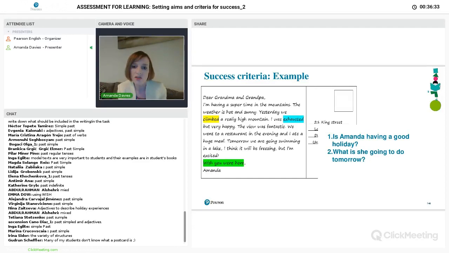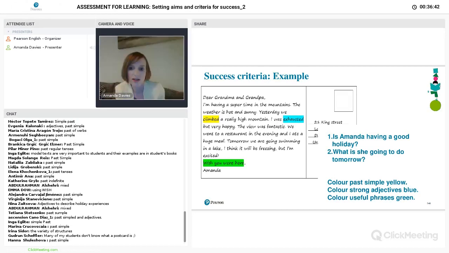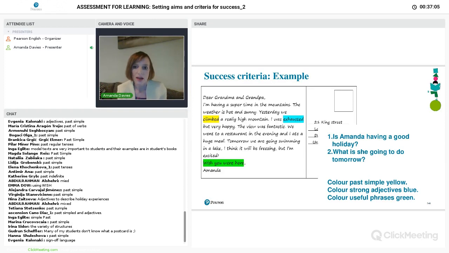And then I gave them a little key to color code the useful language in the text. We'd been studying past simple, so I asked students to color the past simple verbs. The strong adjectives blue, we'd been learning some different descriptive adjectives. So in this text, we've got exhausted and huge, freezing. And then to color useful phrases in green, which we'd also studied. Things like dear or to, wish you were here, I'm having a super time.